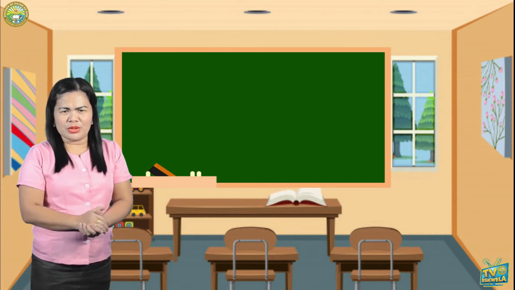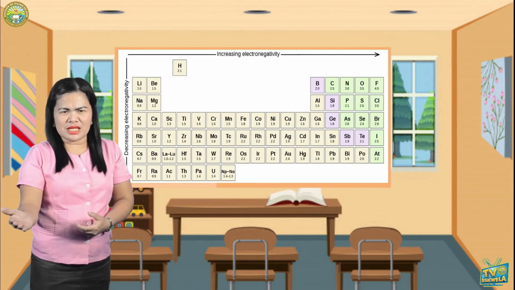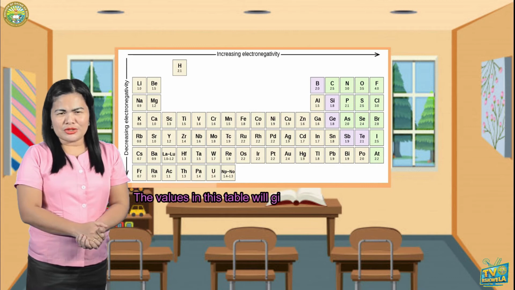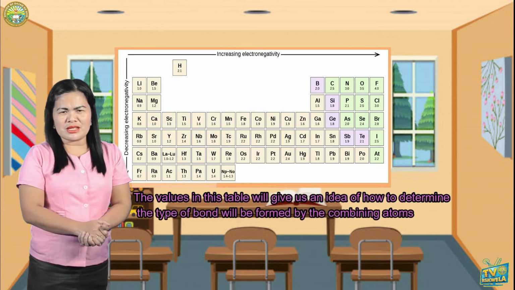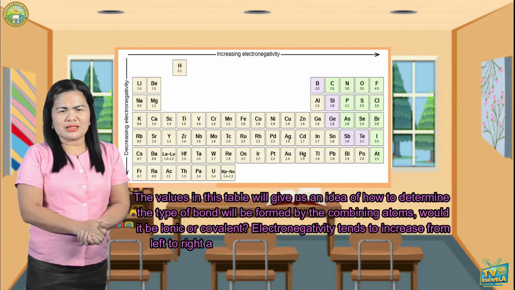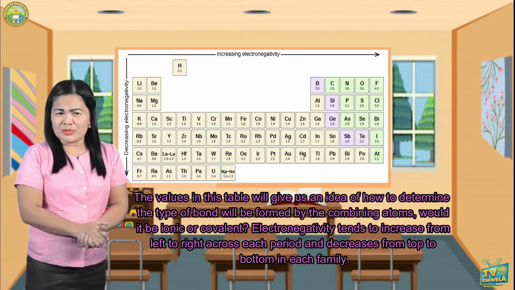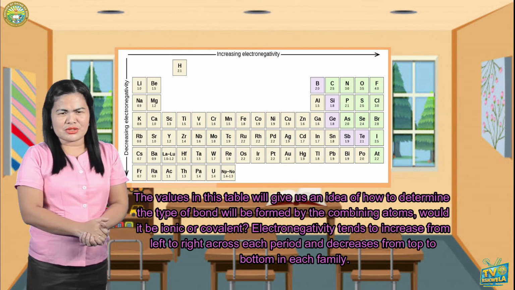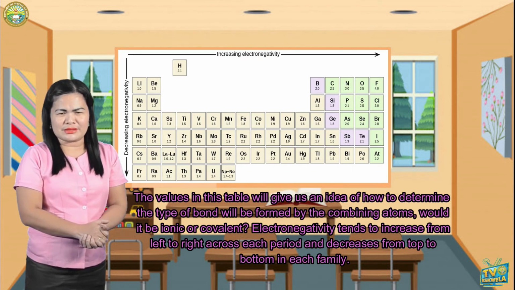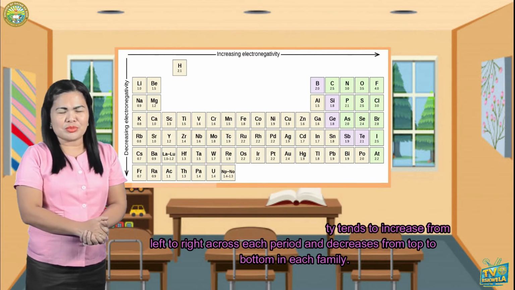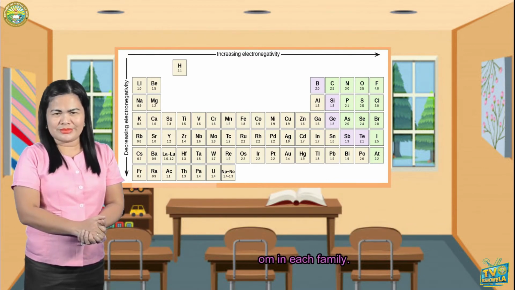Another important table is the electronegativity table. The values in this table will give us an idea of how to determine the type of bond will be formed by the combining atoms. Would it be ionic or covalent? Electronegativity tends to increase from left to right across each period and decreases from top to bottom in each family.